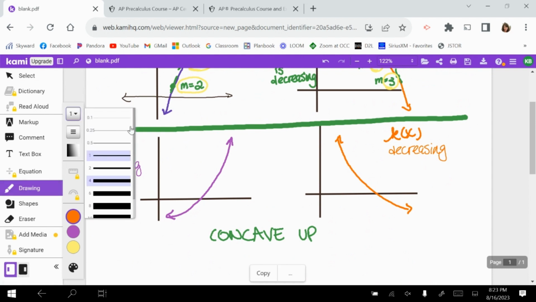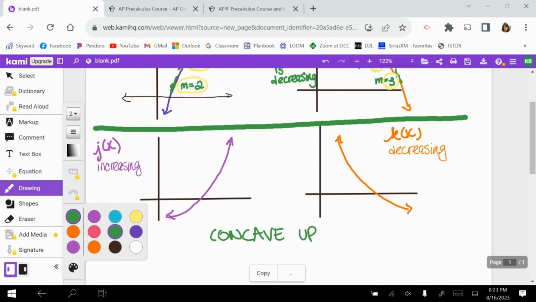So let's go back to drawing some little tangent lines. On j of x, I'm just going to draw a couple of tangent lines.